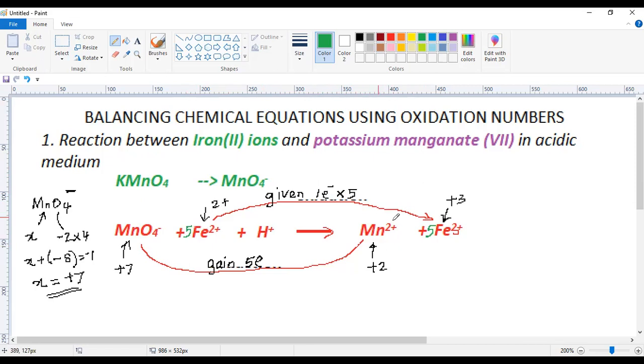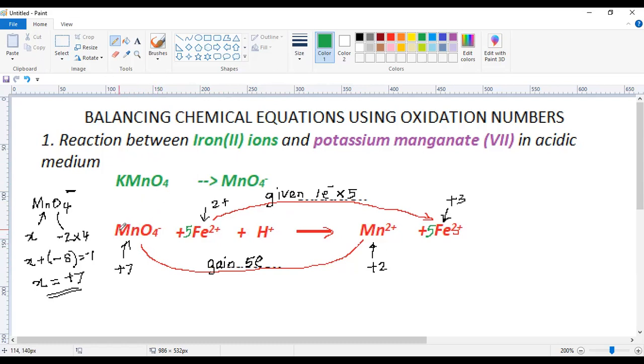Now the ion number is balanced. Mn, 1 on the left-hand side, 1 on the right-hand side. It is also a balanced chemical equation in terms of manganese ion and Fe2 plus. But we have hydrogen on the left-hand side. You should know, with proper understanding, why we are going to add hydrogen into this.